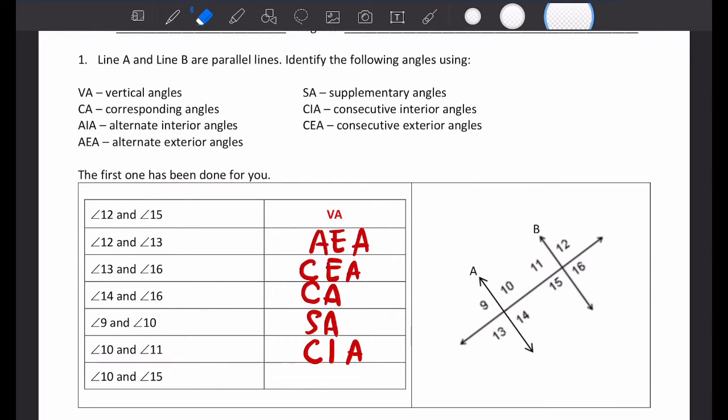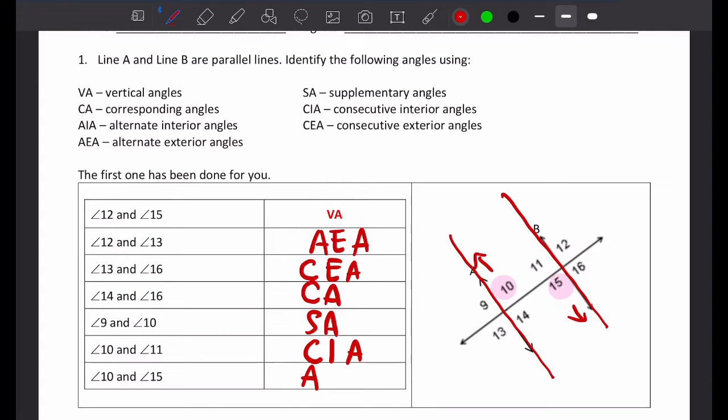Okay. And last question for this one, angle 10 and angle 15. Again, one angle is at the left, the other angle is at the right. So we know that's called alternate. Okay. Now, where are the angles situated? Are they inside or outside the parallel lines? So these are your parallel lines. And you can see they are inside the parallel lines. So it's called interior, alternate interior angles, okay? So that's the explanation for the first part.